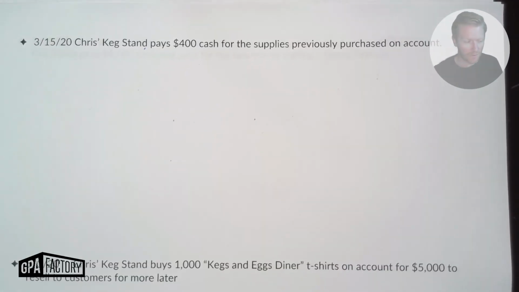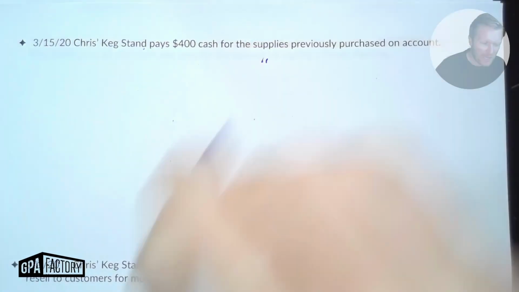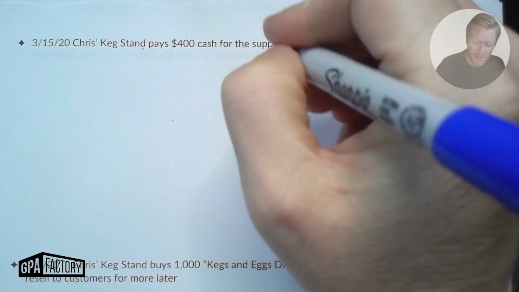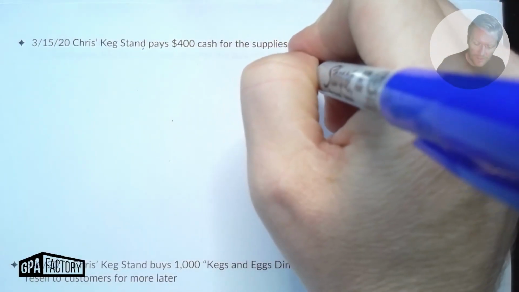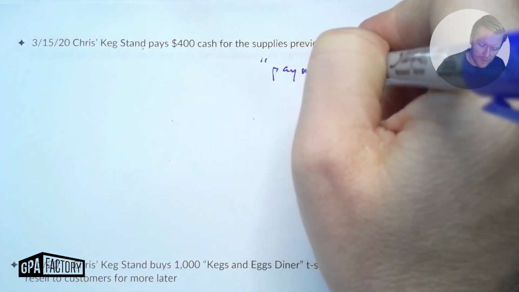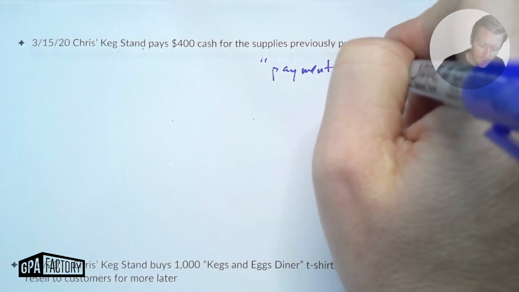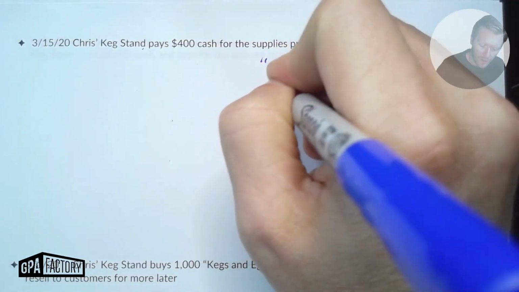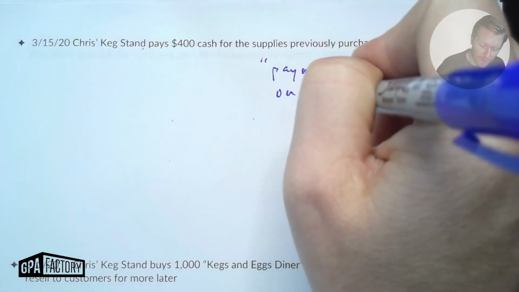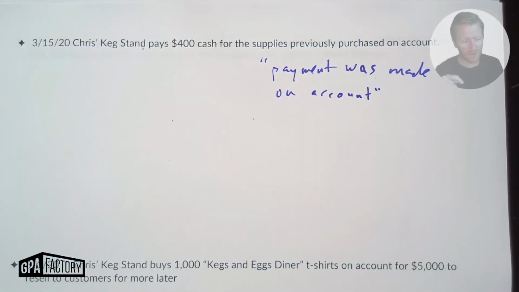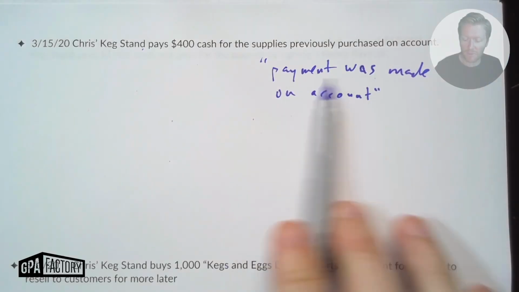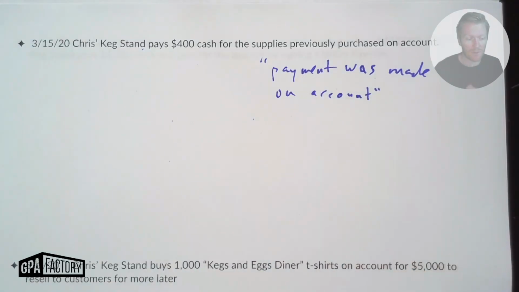So again, here's one of those scenarios. And again, a more ambiguous, trickier way that this could be phrased is payment was made on account. Payment was made on account. Okay, it might be tricky there because you might say, oh, we paid for it on account originally. Well, we purchased it on account. The purchase was made on account. But now, if payment was made, okay, payment was made means that we paid cash.